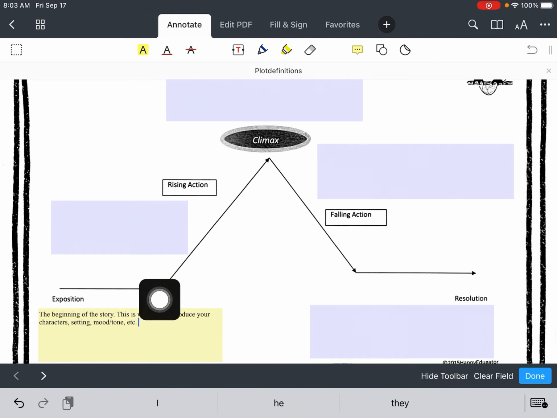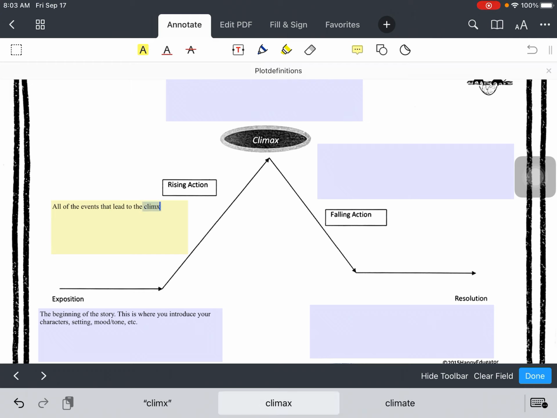Now, as we go up this hill right here, this is called the rising action. And the rising action is all of the events that lead to the climax of the story. This is where you will introduce the main conflict, so the main problem in the story. So the main conflict usually is what causes this upward motion. It's going to happen down here, and it starts the upward motion because it'll be your character having to deal with the main conflict, so the main problem.